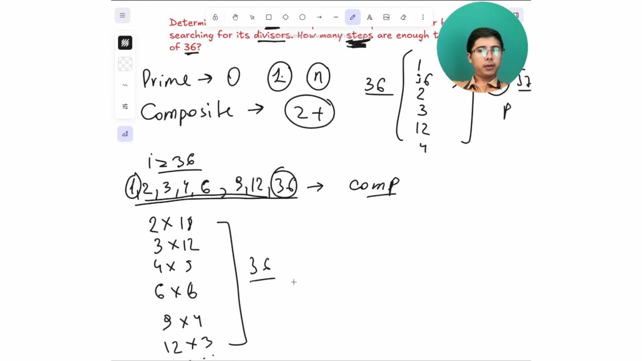If we look carefully, we notice that after 6 by 6 these pairs are repeated, which means the same pairs in reverse order. This pattern works for any number if we look at other examples as well. Therefore, instead of checking every possible divisor, it is enough to check only up to the square root of the number.